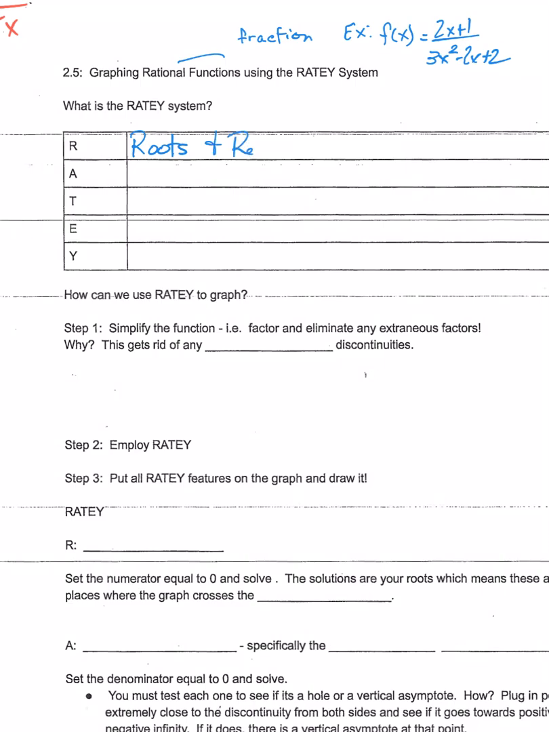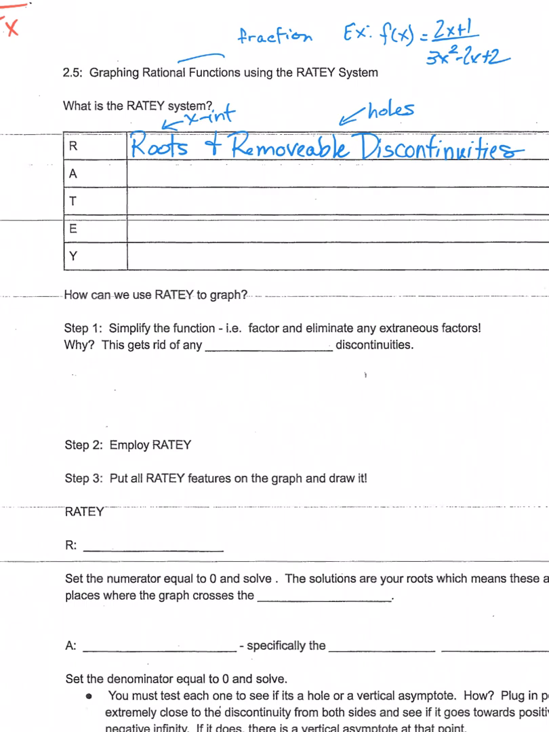Roots and removable discontinuities. Okay, that's R. In other words, why do I need to know that? I need to know where it crosses the x-axis, right? That's a major landmark. That's the roots. Removable discontinuities would be holes in the function. I need to know if they're holes in the function. Okay? So these are going to be my x-intercepts, and these are going to be holes.